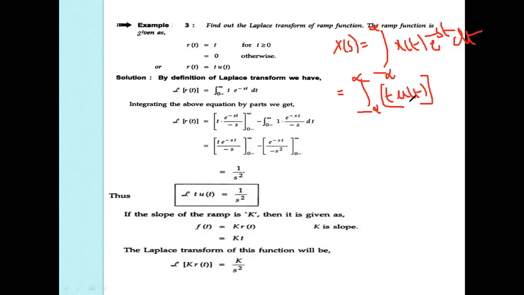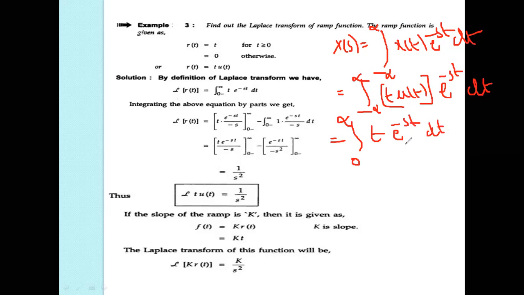Why is it multiplied with mu of t? Because it varies from 0 to infinity. Got it, my students? e power minus st dt. Mu of t changes the limits here, 0 to infinity, t into e power minus st dt.